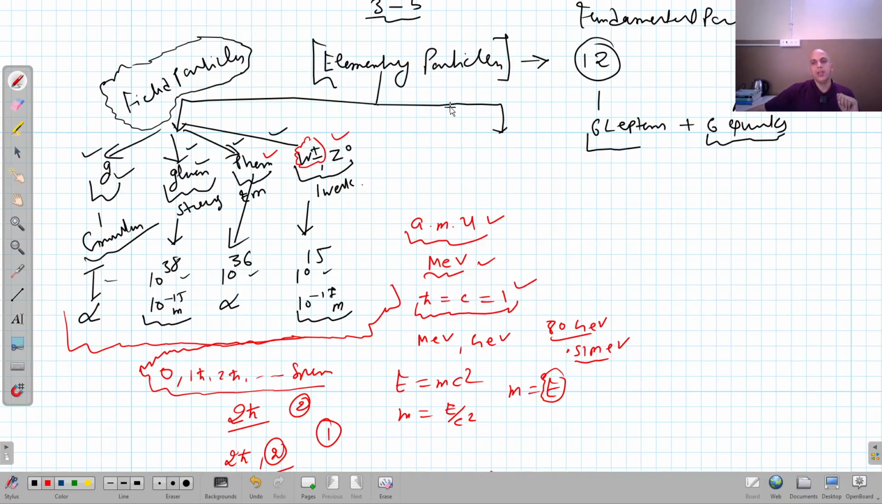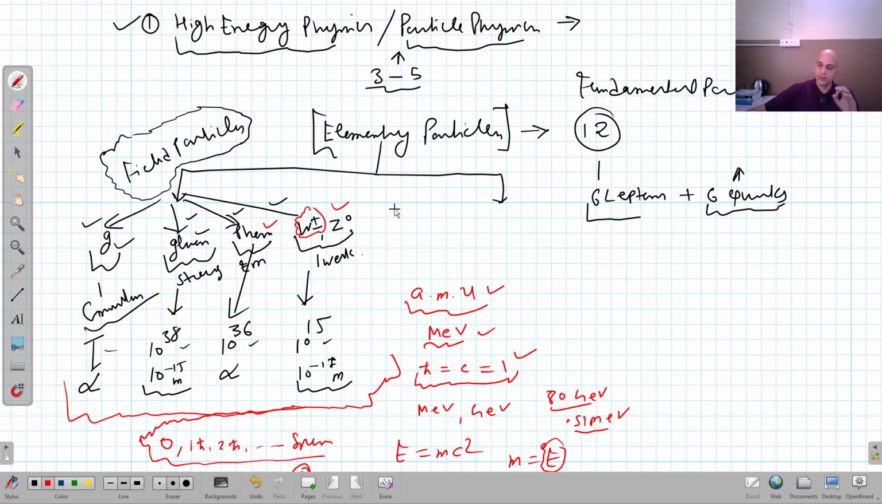Now I am coming to the classification of elementary particles, which is very, very important. I told you that I can classify them in two categories. The first is field particles and the second is matter particles. Matter particles means the particles that make up the entire matter in the universe.